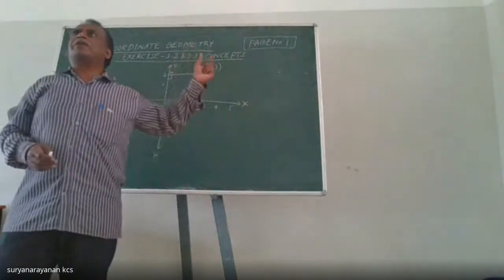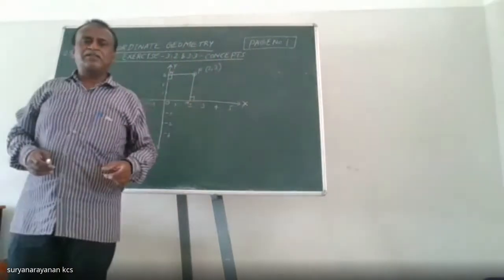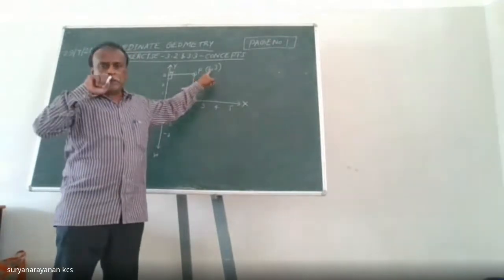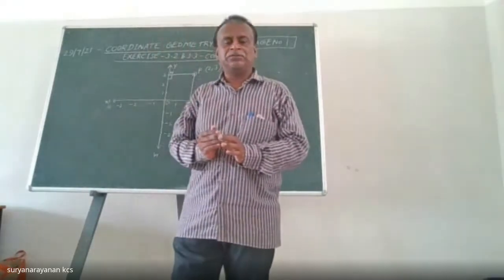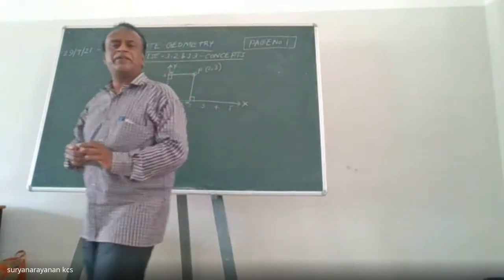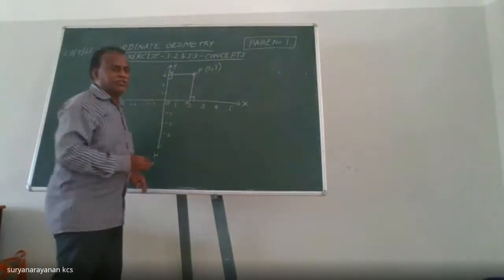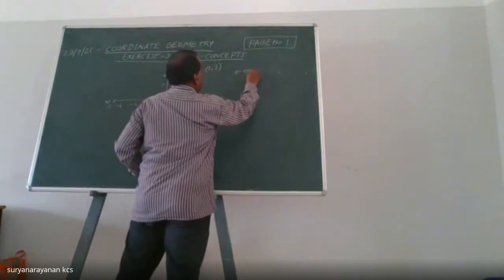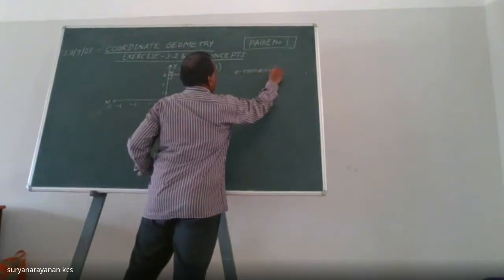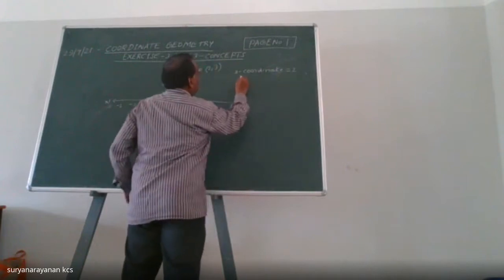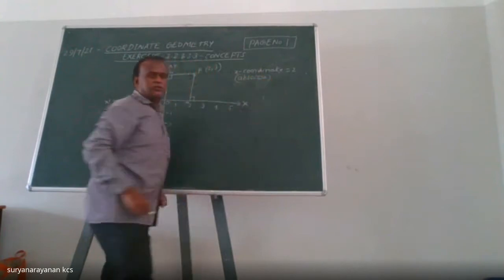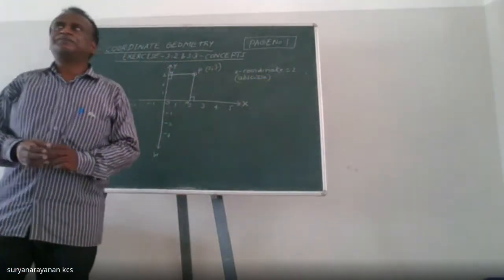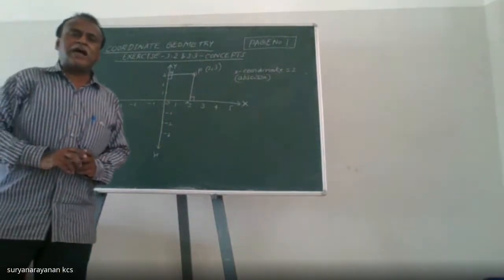Then what is the first number called in this ordered pair? Do you remember that? Sir, x coordinate. X coordinate. Very good. In this ordered pair, the first number is called x coordinate. This is also called abscissa. X coordinate is also called abscissa.